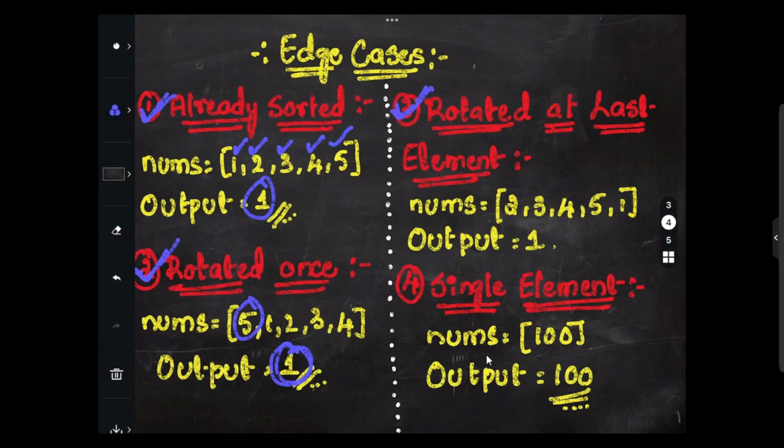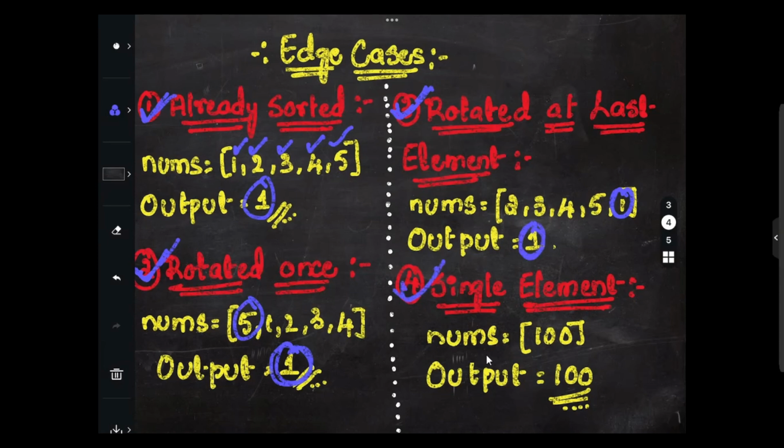Let's move on with the third edge case, rotated at the last element. Here also the output is 1. The array is rotated 4 times here. The last element is the minimum in this case. So the output is 1 here.